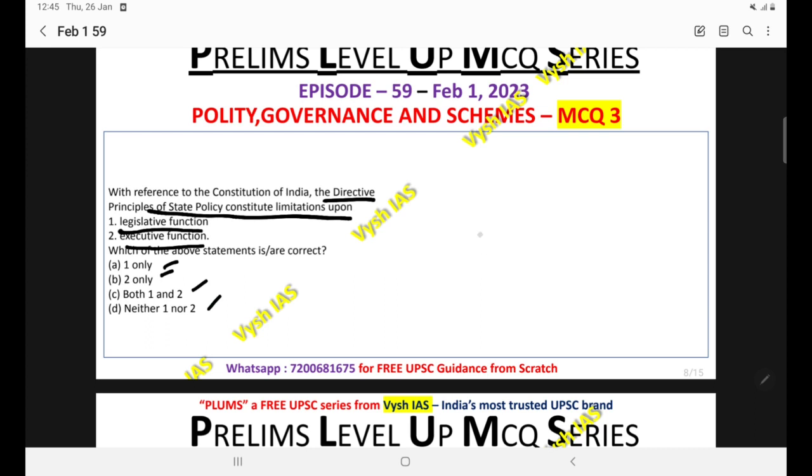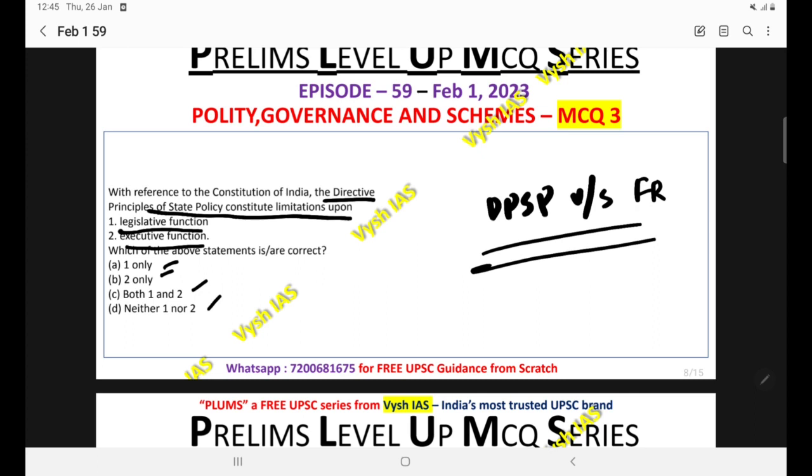So beware of these two-statement kind of questions. UPSC will be framing two-statement questions in a difficult way. So here if you know the correct difference between DPSP and fundamental rights, you can easily answer this question. Here the statement is talking about fundamental rights. The fundamental rights are acting as the limitations on the legislative and executive functions.